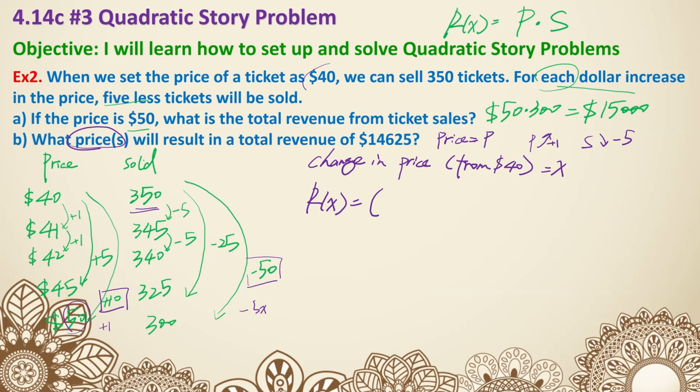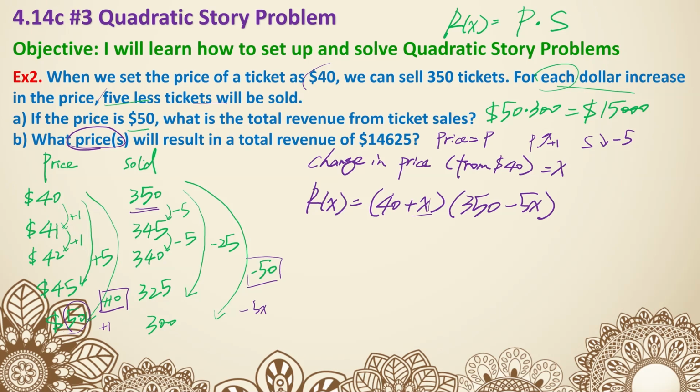Now we can write our revenue. The price is going to be 40 plus X, because X is the amount we're changing from 40, so we add it on top of 40. The units sold is based on 350, because it's 5 fewer tickets from 350 for each dollar change. If it changes by X dollars, it's going to be -5X for the change in units sold. So there you go. That's our actual setup for the revenue equation or function.